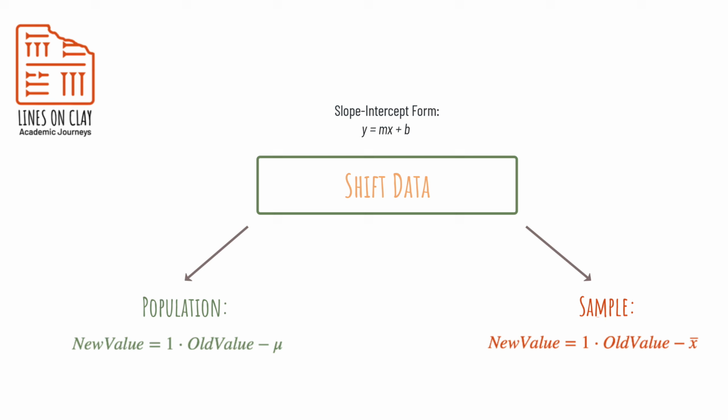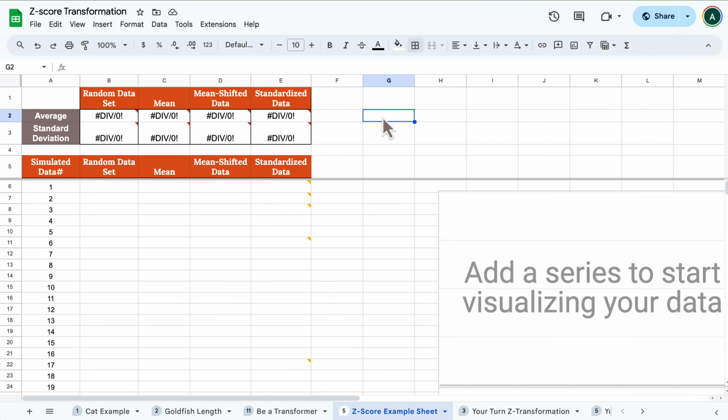Notice we're just doing y equals 1x, so no scaling of our old value, plus b. And in this case, the plus b part is that we're subtracting the mean from all of our data. Let's take a look together. All right, let's see how a linear shift works in practice.